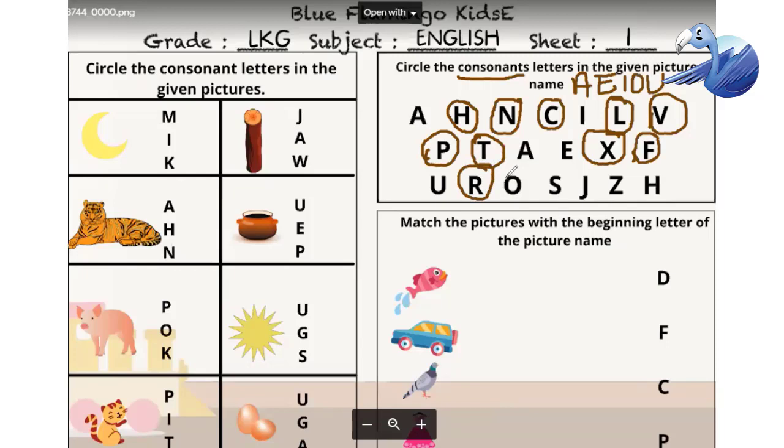O. Yes, O is also a vowel, so we don't have to circle O. S. Yeah, so let's circle S because it's a consonant. J is again a consonant. Z is again a consonant. Okay. H. Yeah, H is again a consonant.